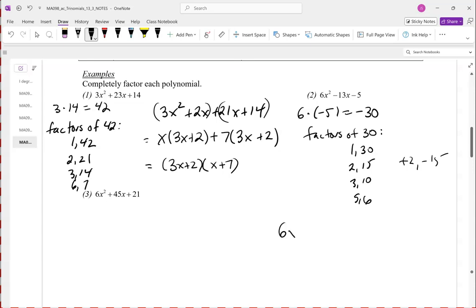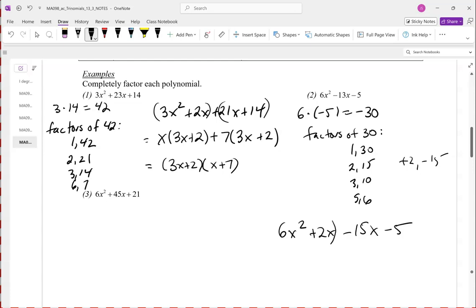So we're going to write 6x squared, and then what are we going to write in the middle? Plus 2x minus 15x, good, minus 5. What's next? We're going to group them, good.